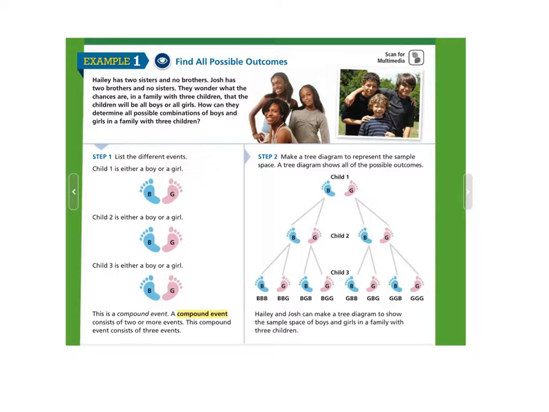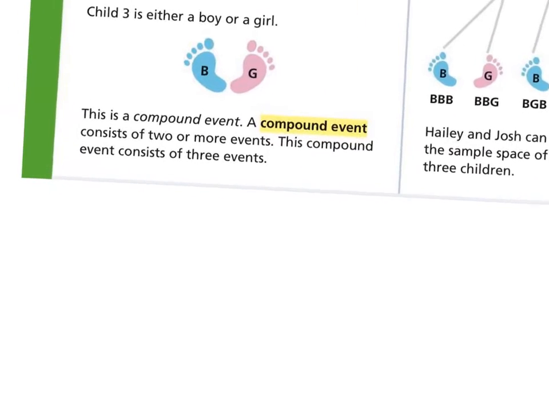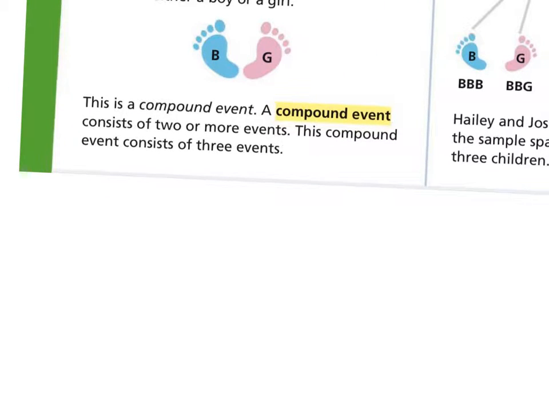So this is a compound event. The book talks about it here. A compound event just means we have 2 or more events. So if there's at least 2 things happening, it's a compound event. In this case, like the book says, we have 3 events for this particular problem. As long as there's at least 2, though, it's a compound event.